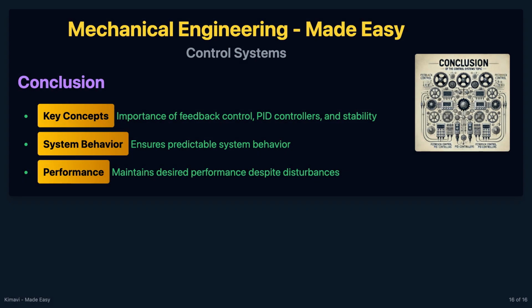Understanding feedback control, PID controllers, and system stability is crucial for designing and analyzing control systems in mechanical engineering. These concepts help ensure that systems behave predictably and maintain desired performance despite external disturbances.